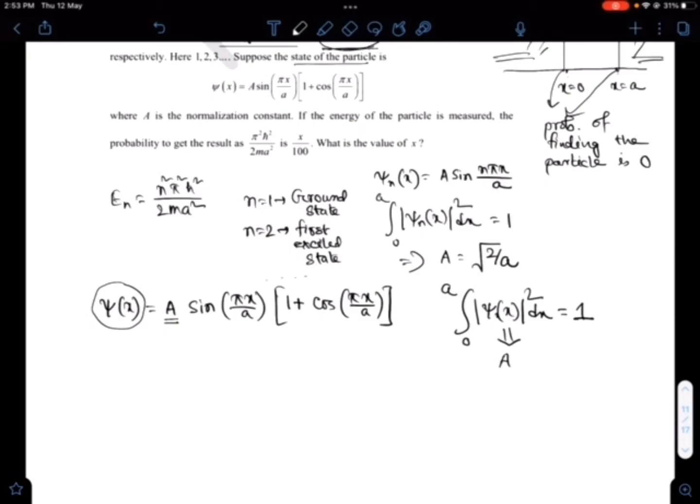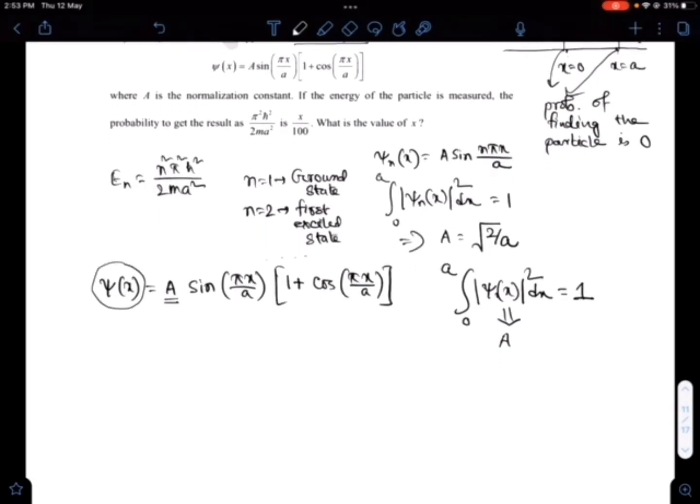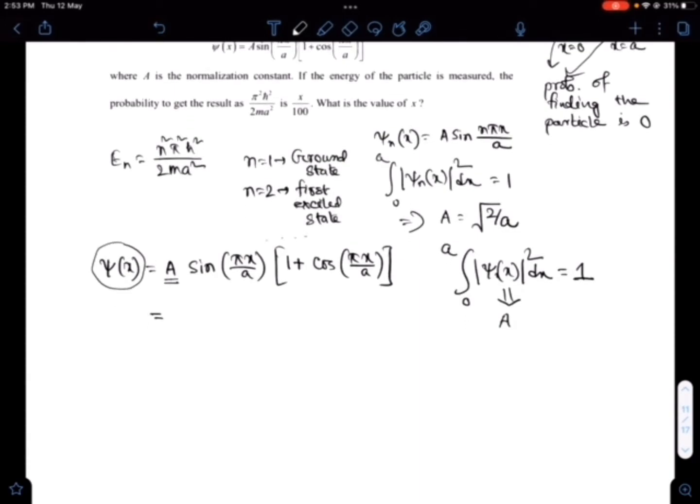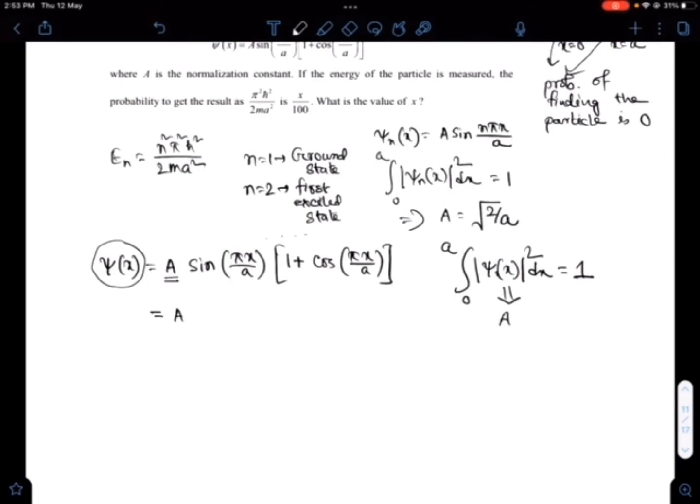You can do this by standard integration, but it will be a little bit messy. So you can do this by applying some trick. If you do this problem in bracket notation, then it will be easier. So let us manipulate the wave function that is given. We can write this as a, let's multiply this, sine pi x by a plus sine pi x by a cos pi x by a.